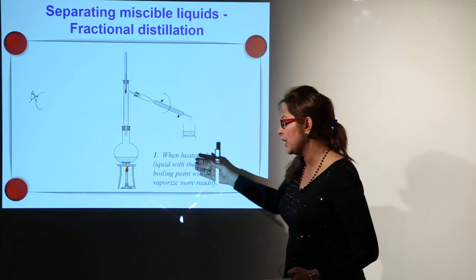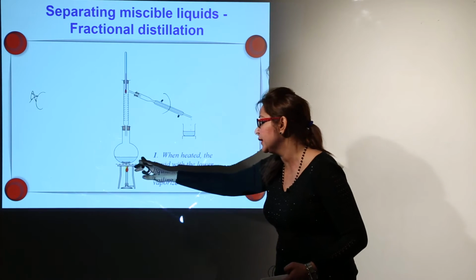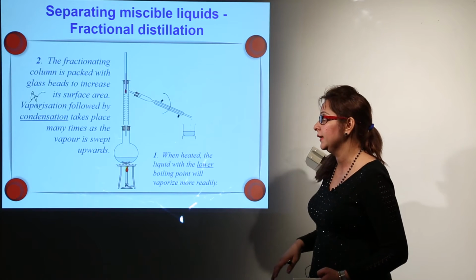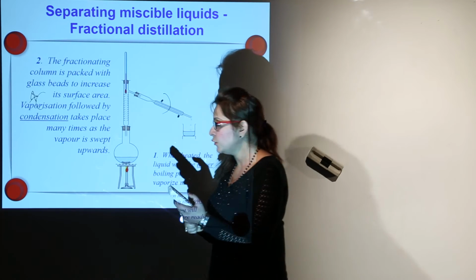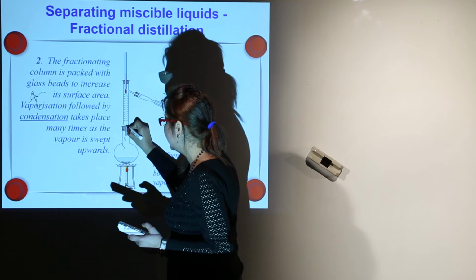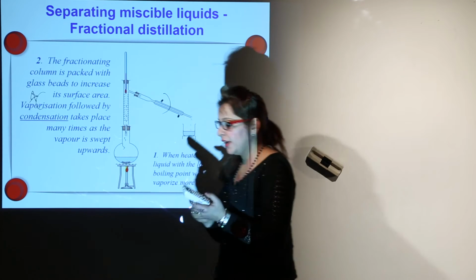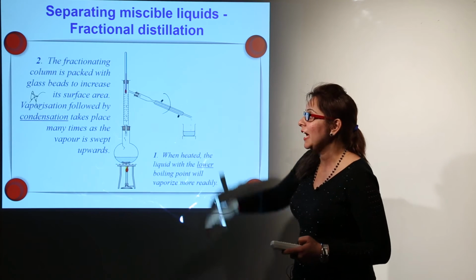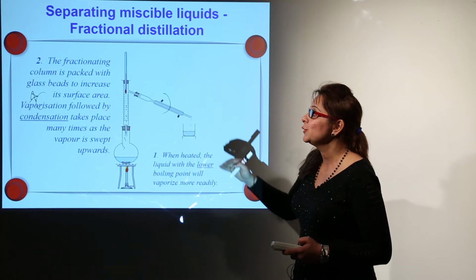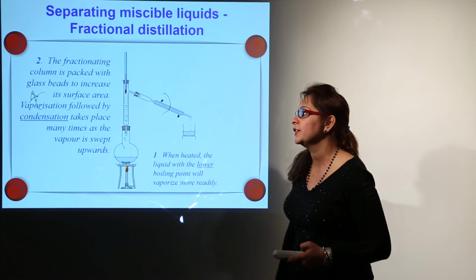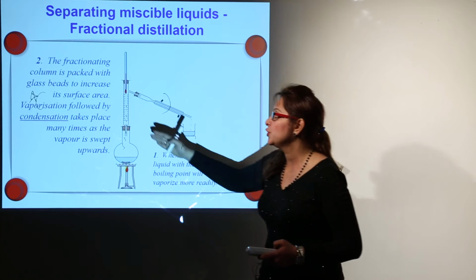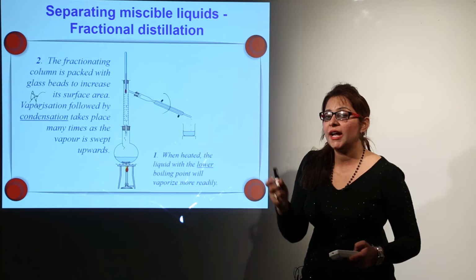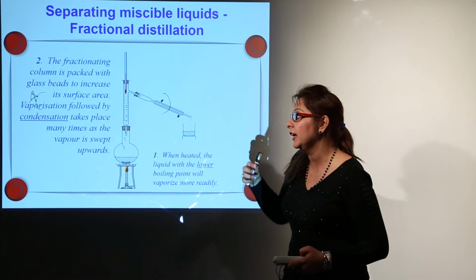What I just want to tell you is that when we are heating, the liquid with the lower boiling point will vaporize more readily, and then these vapors pass through the fractionating column, right? When they pass through this fractionating column, we have used glass beads in it. The glass beads used in the fractionating column are just to increase the surface area. As the vapors pass, they strike the glass beads and the inner wall, and when they strike, they get condensed.